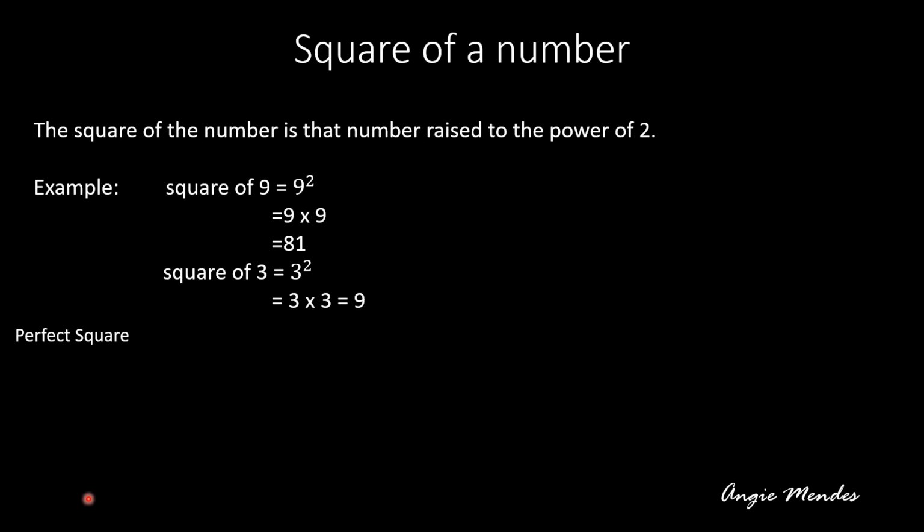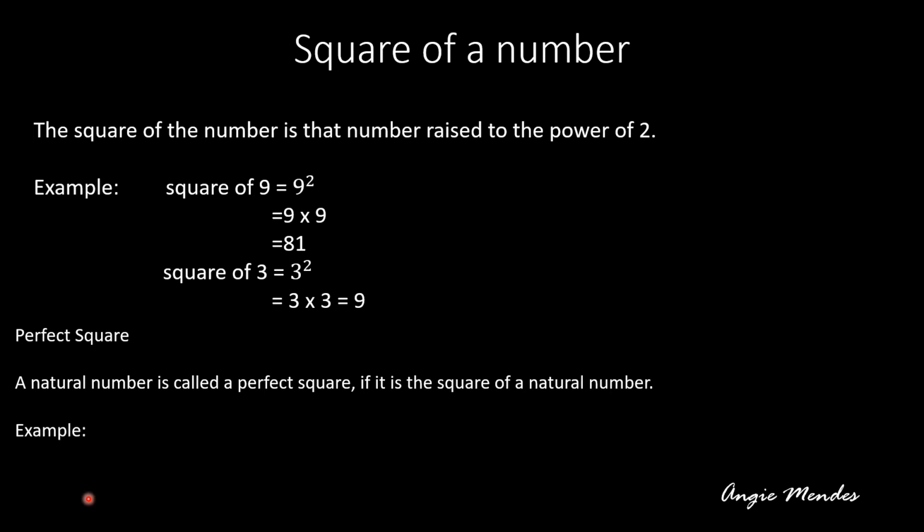So what is a perfect square? A natural number is called a perfect square if it is the square of some natural number. What this means is 1 square is equal to 1, 2 square is equal to 4, 3 square is equal to 9. Therefore, each of these numbers 1, 4 is a perfect square because it is a square of a natural number. So 4 is the square of the natural number 2. Hence, 4 is a perfect square.